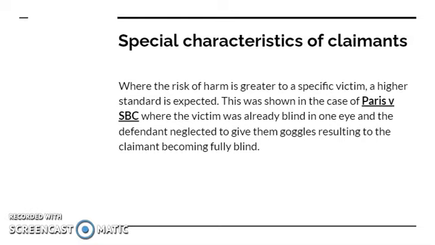Special characteristics of the claimant must also be looked at. In cases where the risk of harm is greater to a specific victim, a higher standard is expected, shown in the case of Paris v. Stepney Borough Council, where the victim was already blind in one eye, and the defendant neglected to give them goggles, resulting in the claimant becoming fully blind from a workplace injury.